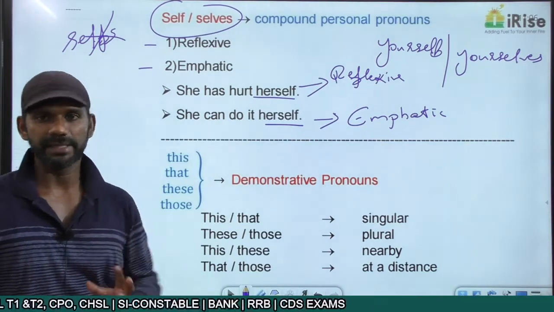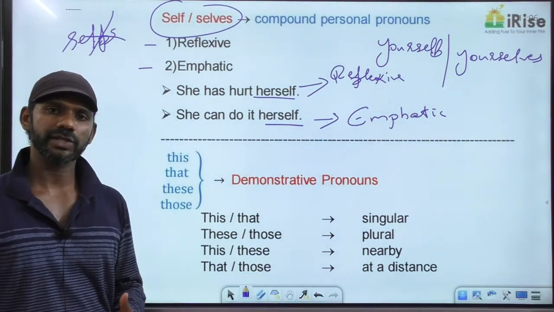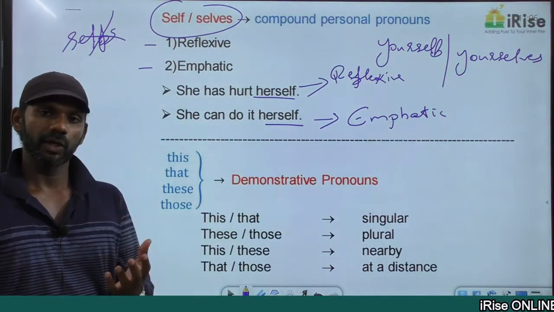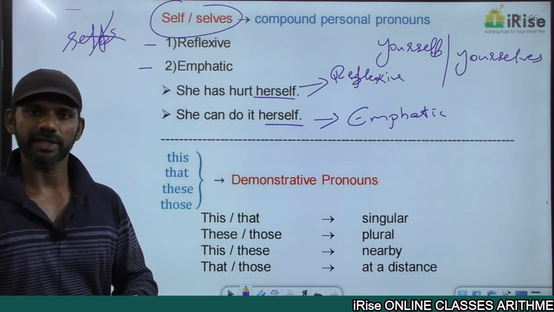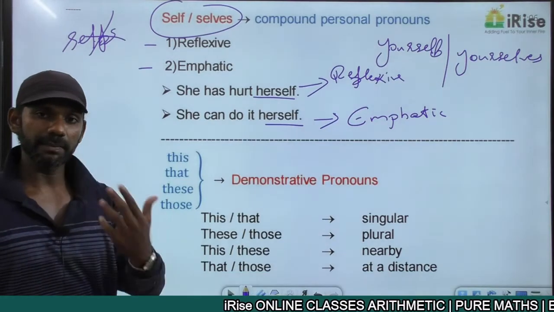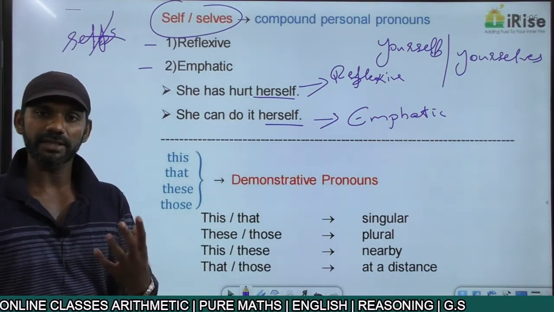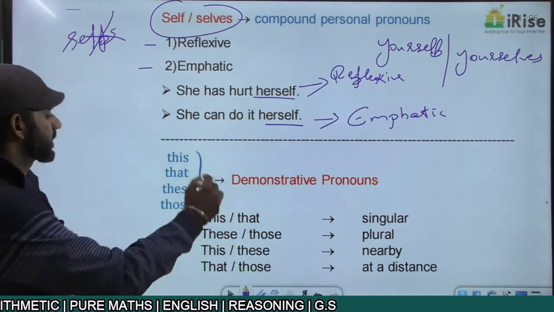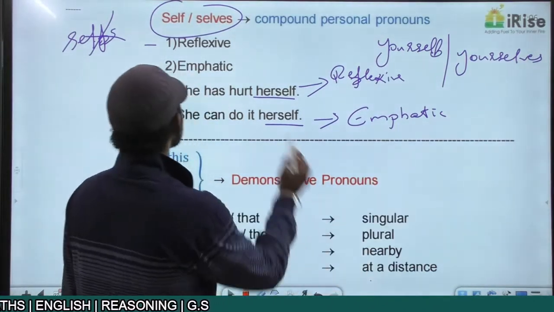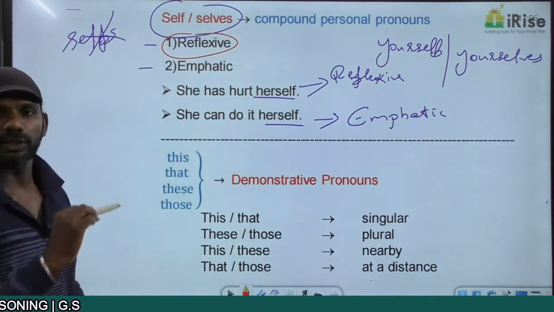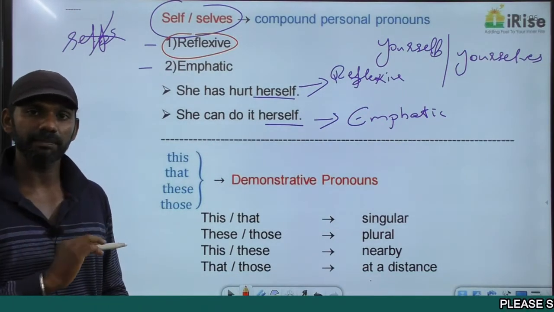I hurt myself. Who did the action? I did the action. Who received the action? I received the action. That means that the action done by me reflected on me. When the action done by the subject reflects on the subject, it is termed as reflexive. That means in the case of reflexive, the doer and the receiver will be the same person.